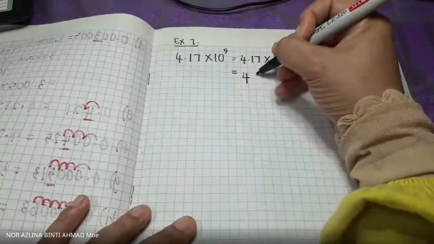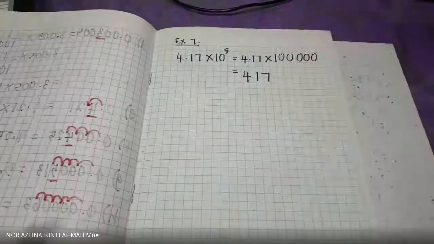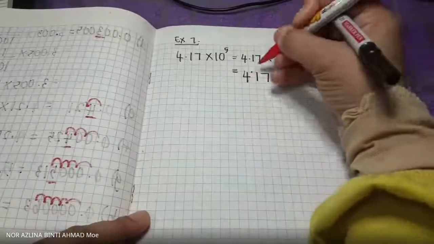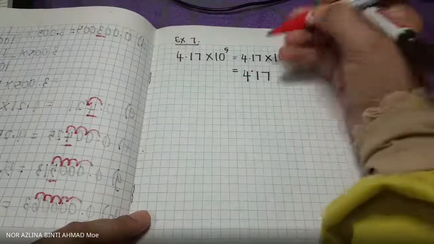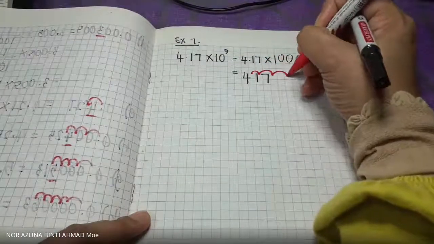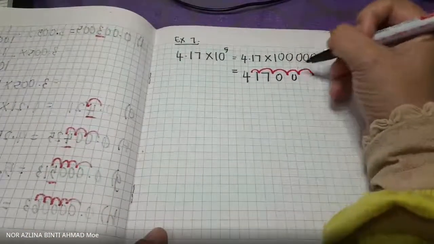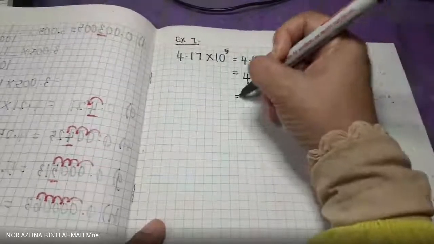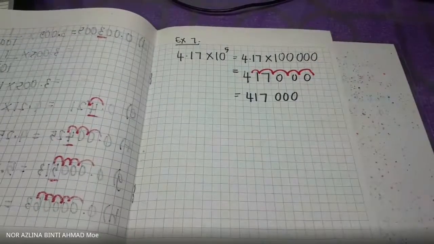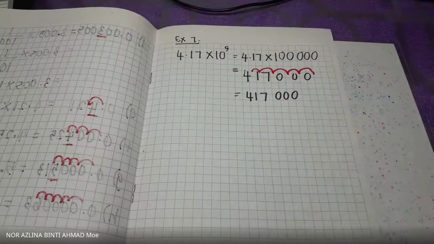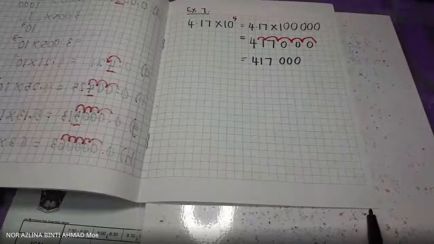This is 417. From here, from the 4 point, this is the point. We want to move 1, 2, 3, 4, 5 times, so 5 zeros. So, 1, 2, 3, 4, 5. We put zeros in the middle. So, the final answer is 417000. That is the answer. Okay. Next.